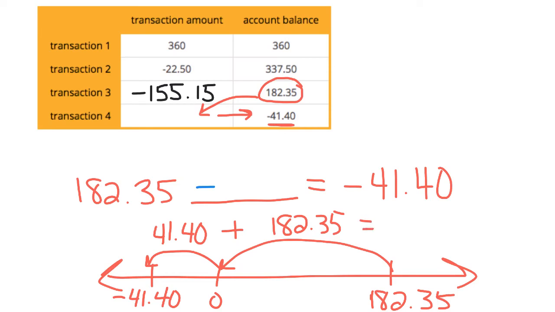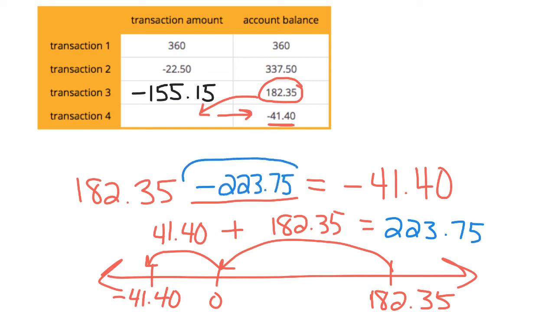And when you do that, you end up with $223.75. But remember, you're subtracting that. So the transaction is a minus $223.75.